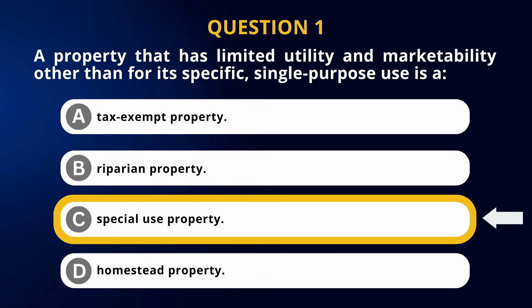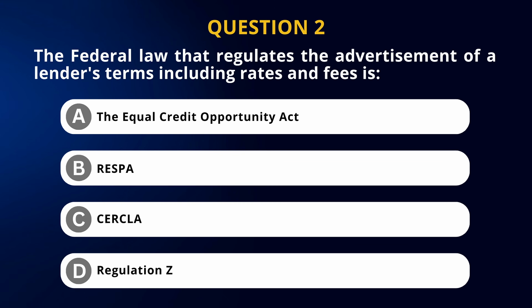Riparian property. It's not real. So riparian rights are water rights, remember. And then we have special use property. Tax exempt properties, you learn about tax exempt status in real estate courses. So it could be like a school, public park, that kind of thing. Those are tax exempt or government properties. And then special use properties are properties with limited utility and marketability other than their specific single-purpose use.